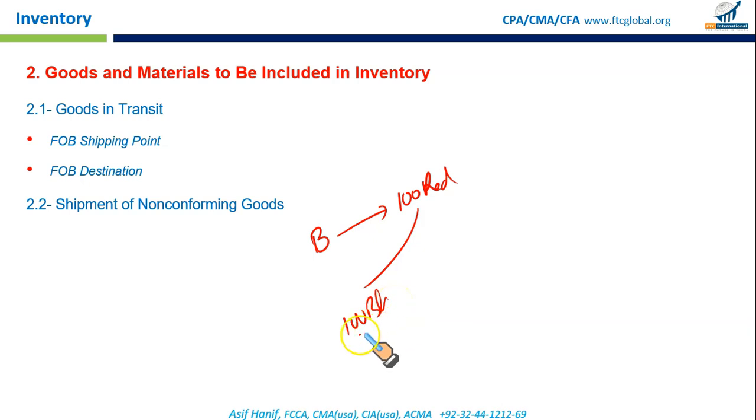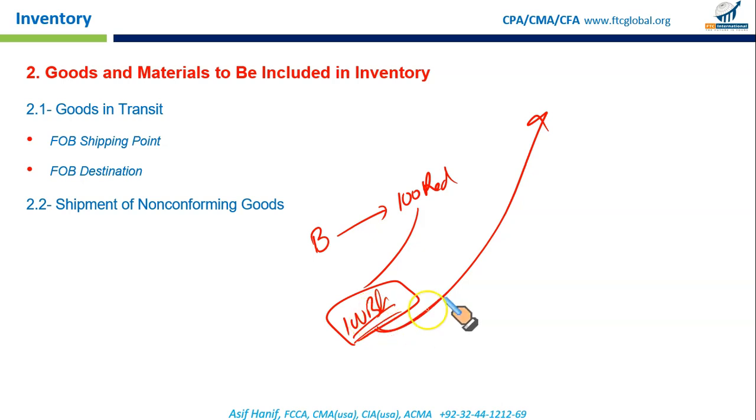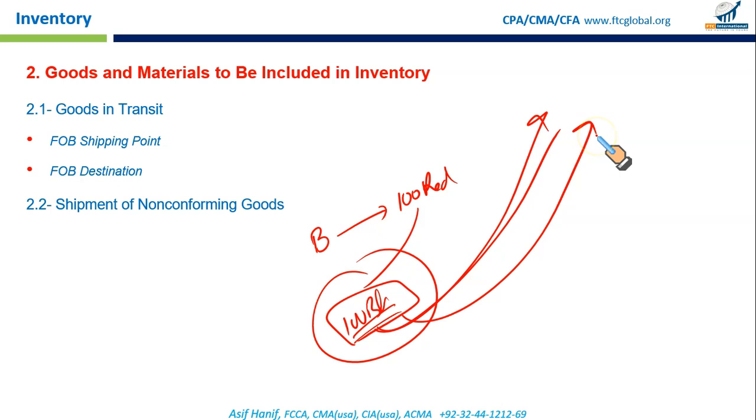So clearly this is not what is ordered. This is not what was required. So after rejecting the delivery, the title reverts back to the seller. Even though the buyer may hold these shirts with him for some time temporarily, once they are rejected, they are no longer the property of the buyer. The title reverts back to the seller.